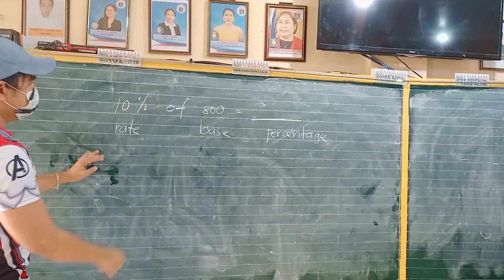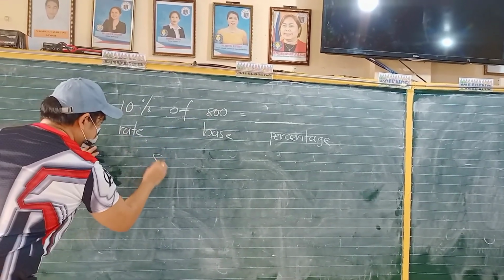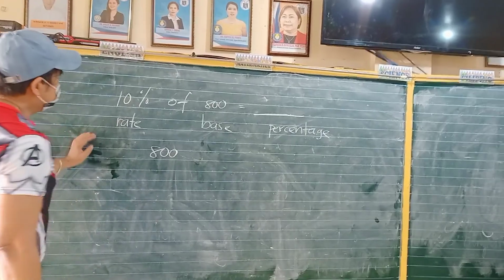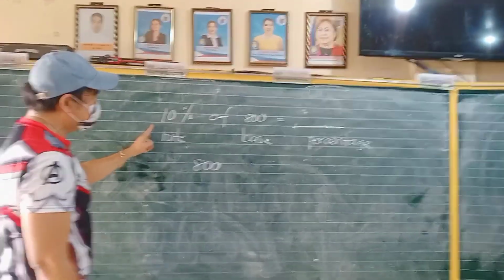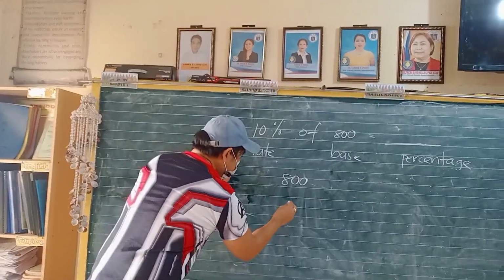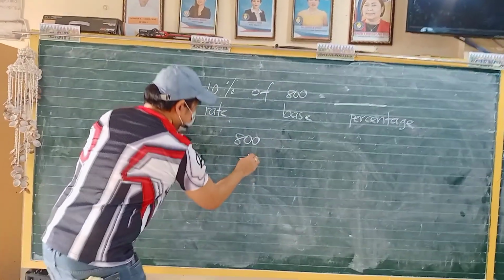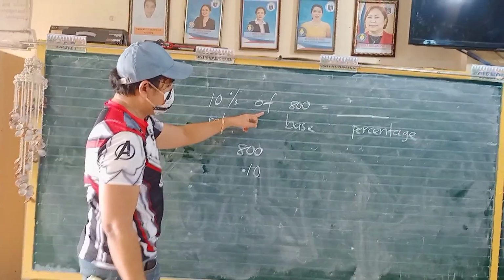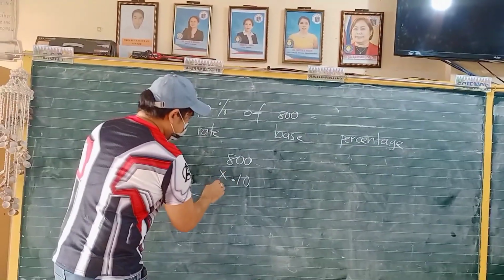So first, we will write the base, 800. Then the rate should be changed to decimal. So 10% will become 0.10. Then "of" will be changed to the multiplication sign.